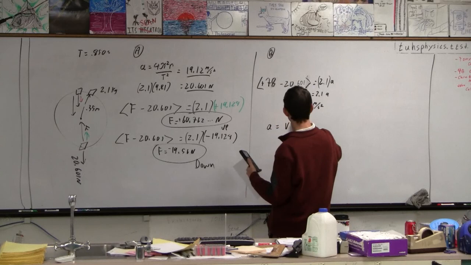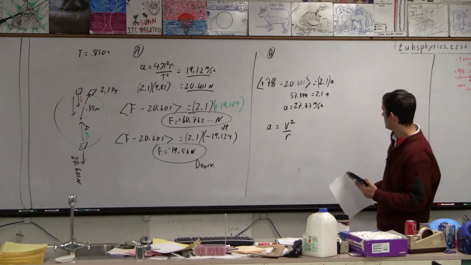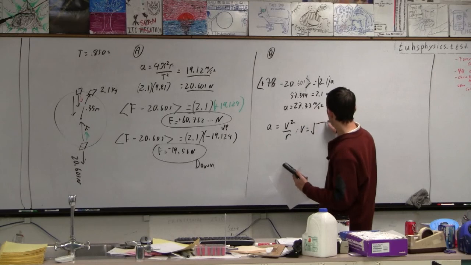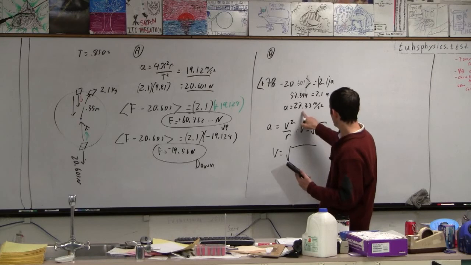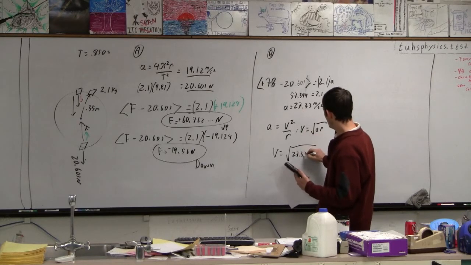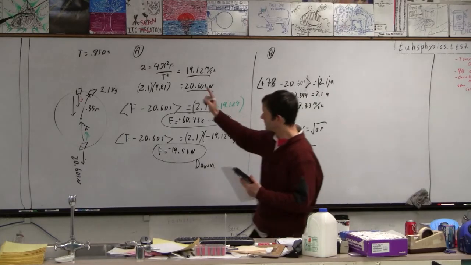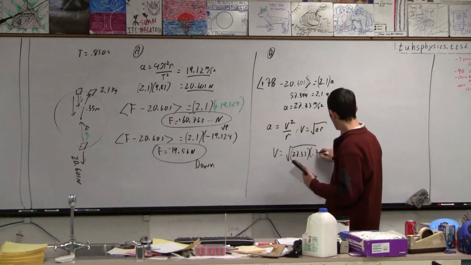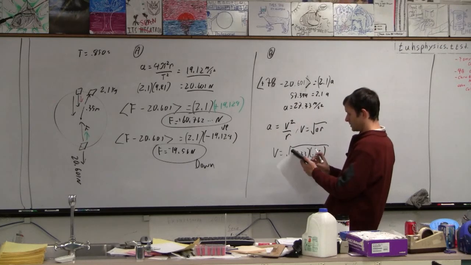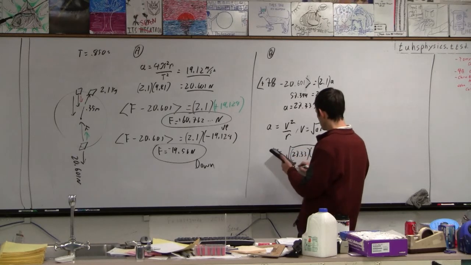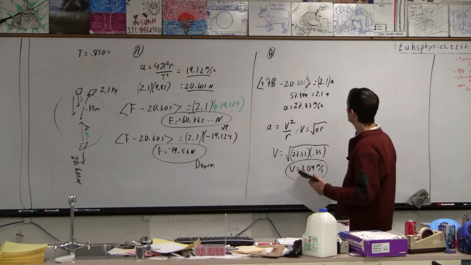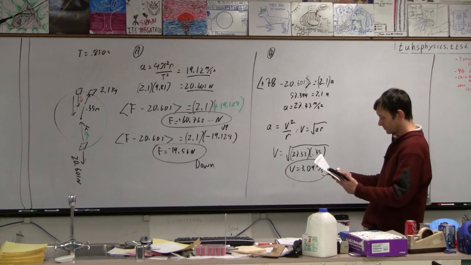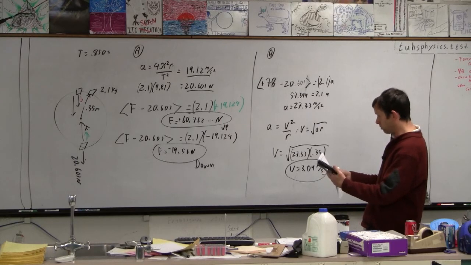So a is v squared over r, right? And so therefore, velocity is the square root of ar. So the velocity is the square root of this guy, 27.33, and then our radius is 0.35, right? So that times 0.35 is raised to the 0.5 power. Velocity is 3.09 meters per second. Is that what we got? Well, that's a good thing.